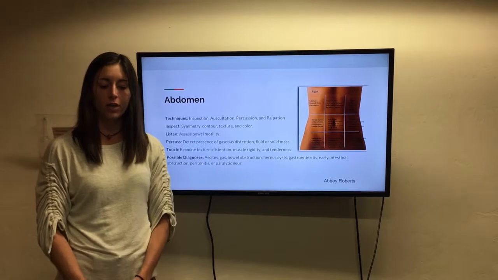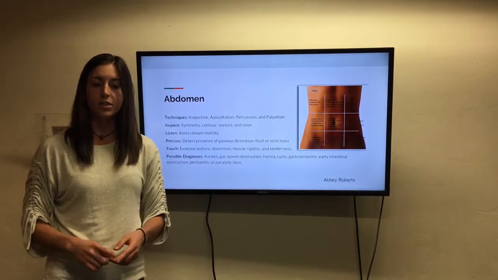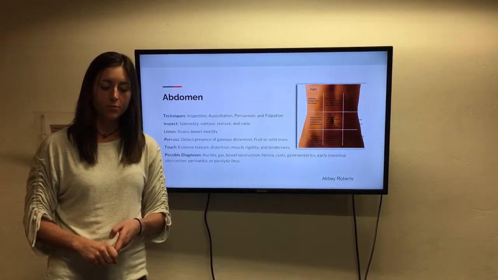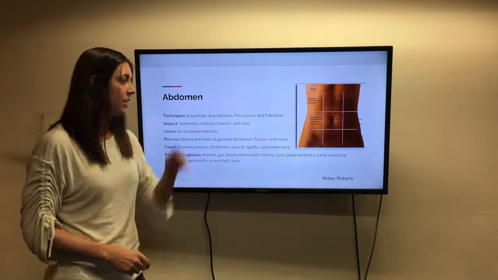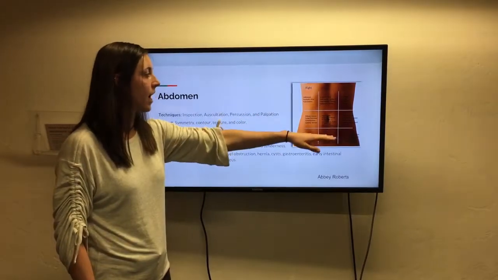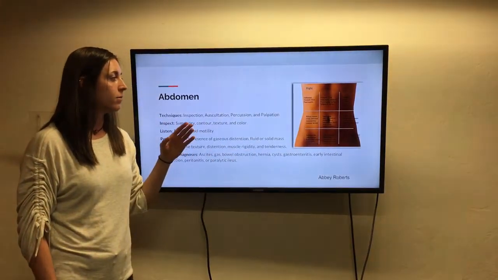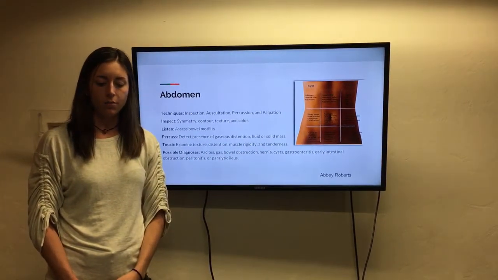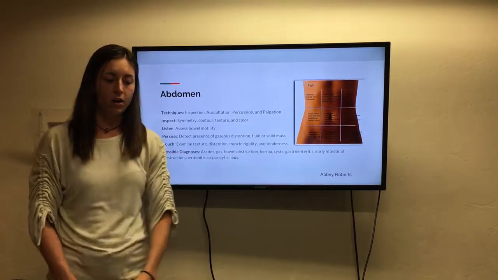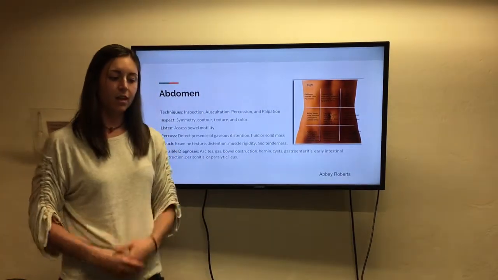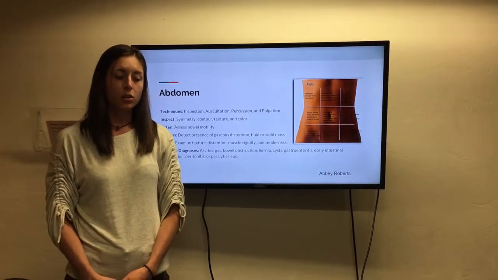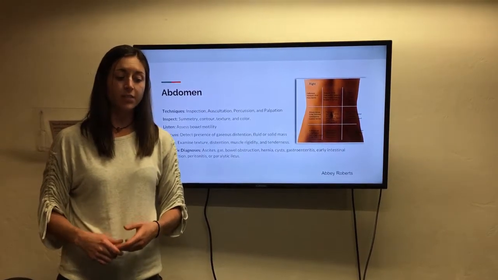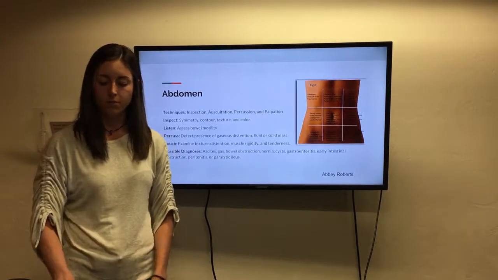Lastly, the abdomen. We're inspecting for symmetry, contour, texture, and color using all 4 techniques. And as you can see, each section of the abdomen can be used to diagnose a different deficiency or condition. There are 6 F's that they call it for abdominal distension: fluid, fat, flatulence, fetus, feces, and full-size tumor.